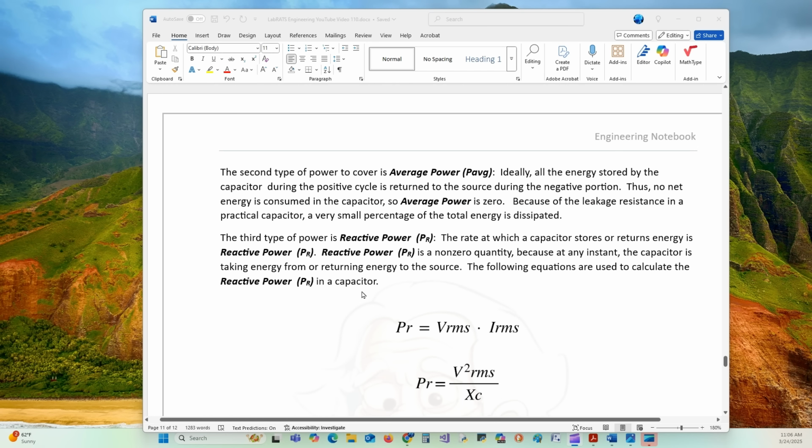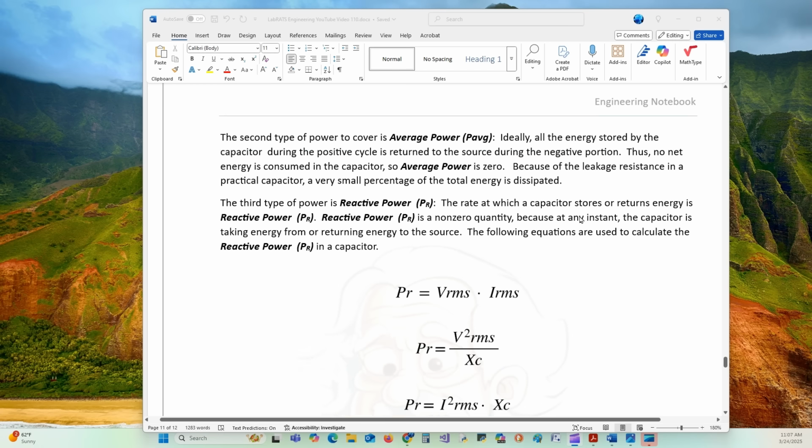The second type of power to cover is average power. Ideally, all the energy stored by the capacitor during the positive cycle is returned to the source during the negative cycle. Thus, no net energy is consumed in a capacitor, so average power is 0. But because of the leakage resistance in a practical circuit, a very small percentage of total energy is always dissipated.